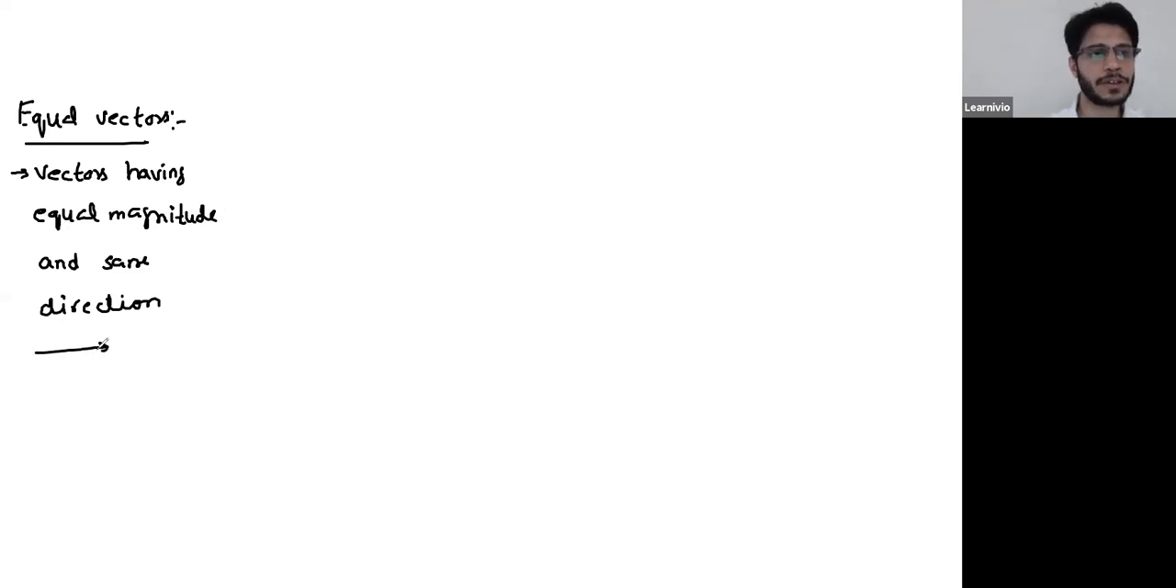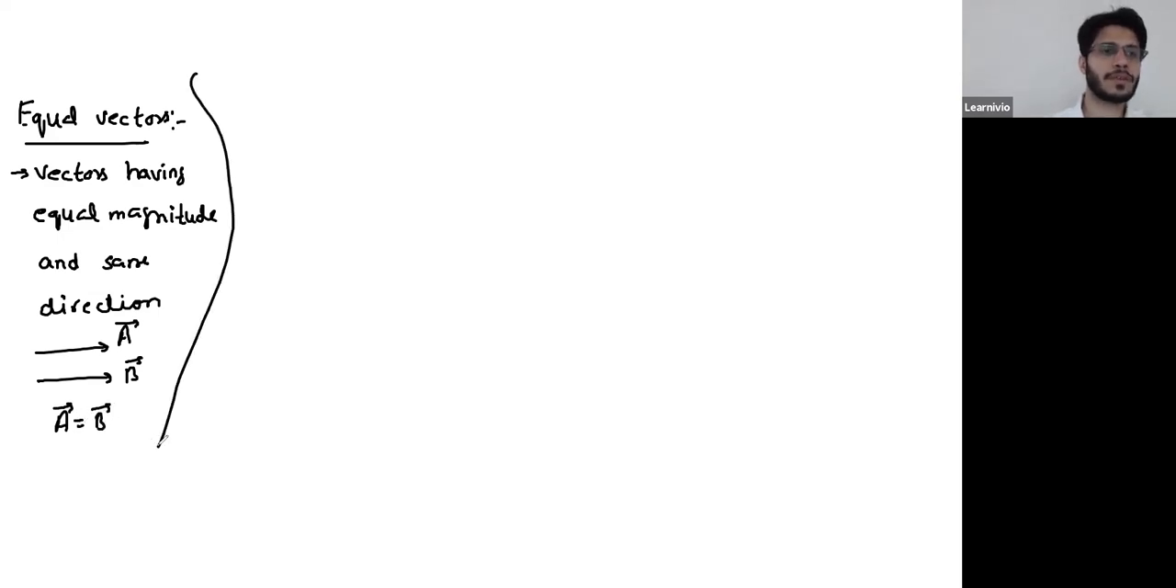Like if this is vector A and this is vector B, they're acting in same direction. So you can write this as vector A is equal to vector B. This is equal vector, having equal magnitude and same direction.